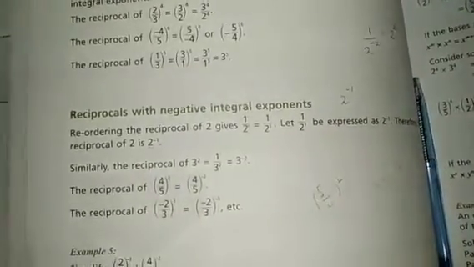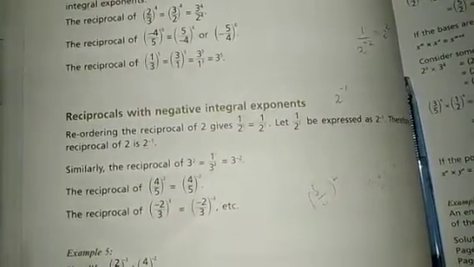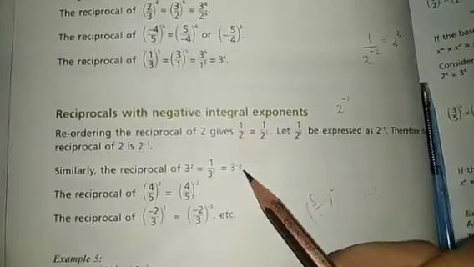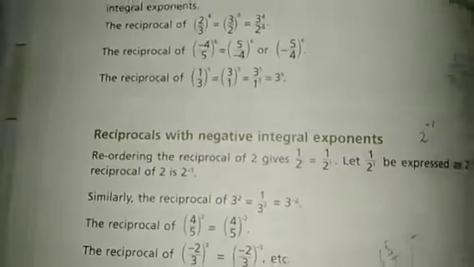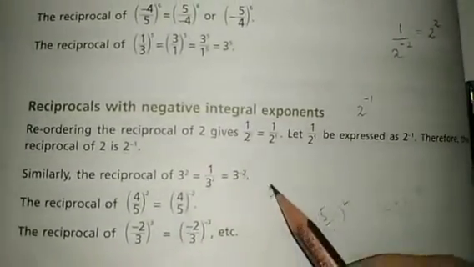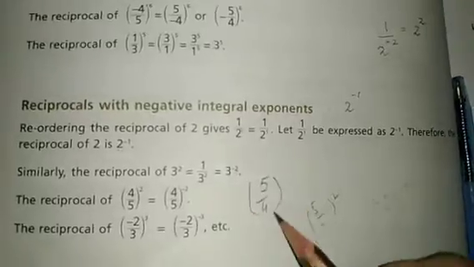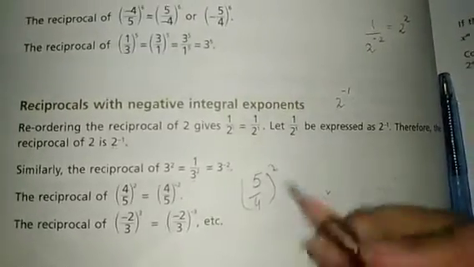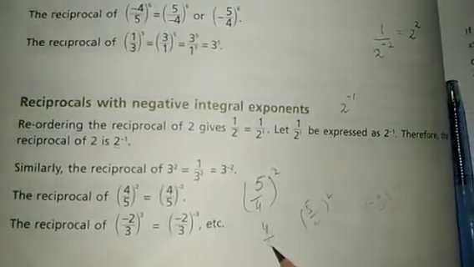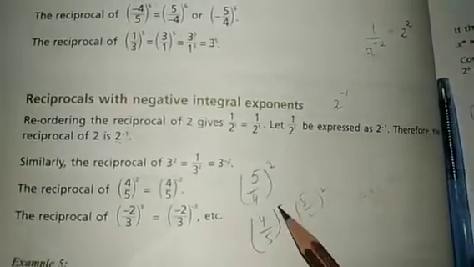So therefore the reciprocal of 2 is 2 power minus 1. Similarly, the reciprocal of 3 square is 1 over 3 square, which can be written as 3 power minus 2. Now the reciprocal of 4 over 5 whole square is equal to, the reciprocal of 4 over 5 is 5 over 4, and whole power 2. We have to negate the power, that is 4 over 5 power minus 2.